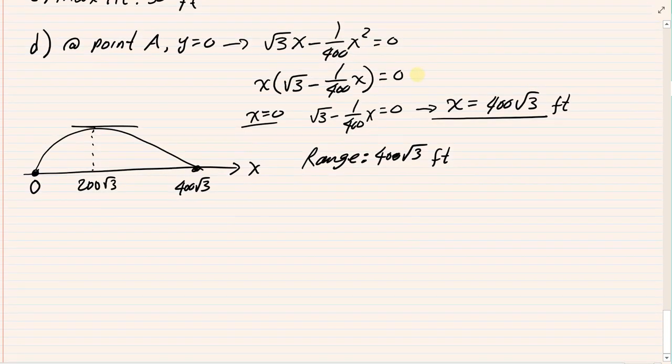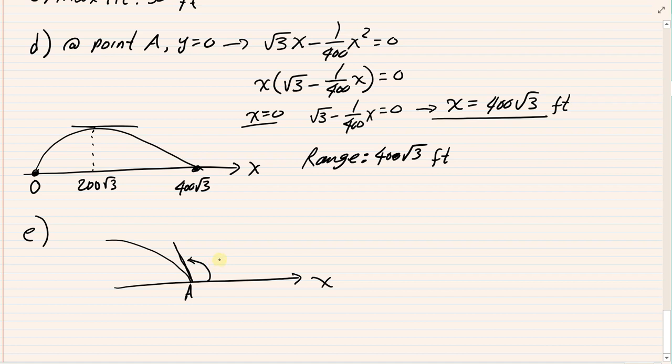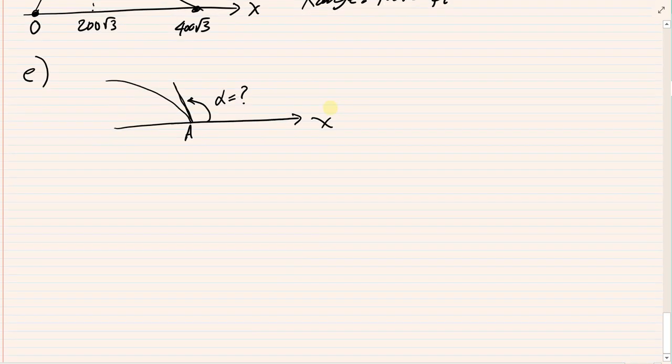So to do part E, again, this is how it's coming down, and this is x. If I draw the tangent line at that point, once it hits the ground, it's going to hit it like that. That's the tangent line. I need to find the slope of a tangent line at A, and this is the angle now. Call it alpha, since we already used theta. This is the angle alpha that I want to find. What is the measure of angle alpha?